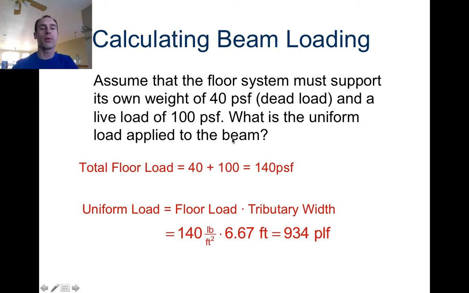So what is the uniform load applied to this beam? If we add these up, we get 140 pounds per square foot. And then to calculate uniform load, it's floor load times tributary width, and that is 934 pounds per linear foot. So write down PLF means pounds per linear foot, because that's a unit you're probably not used to hearing. So that is how we calculate uniform load along this beam. That is what it has to support.